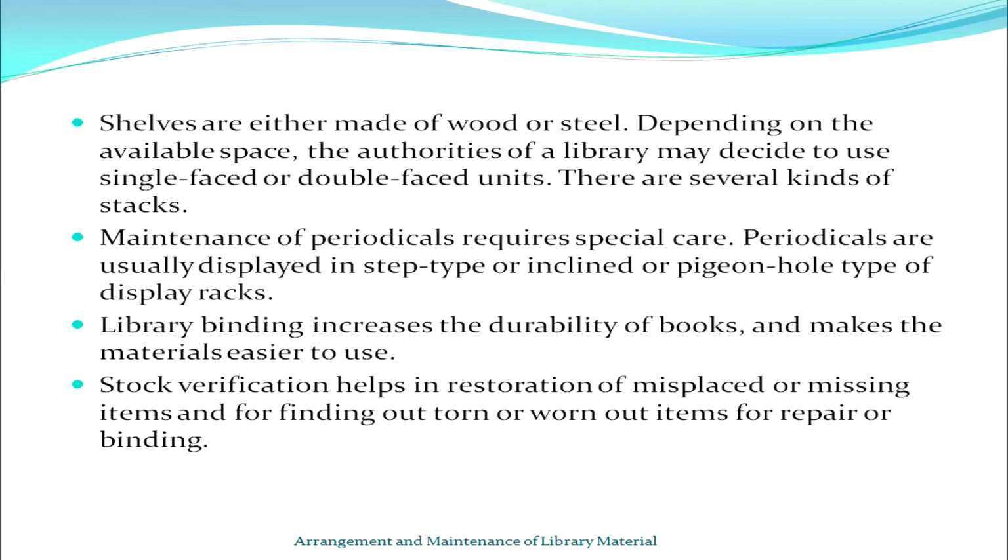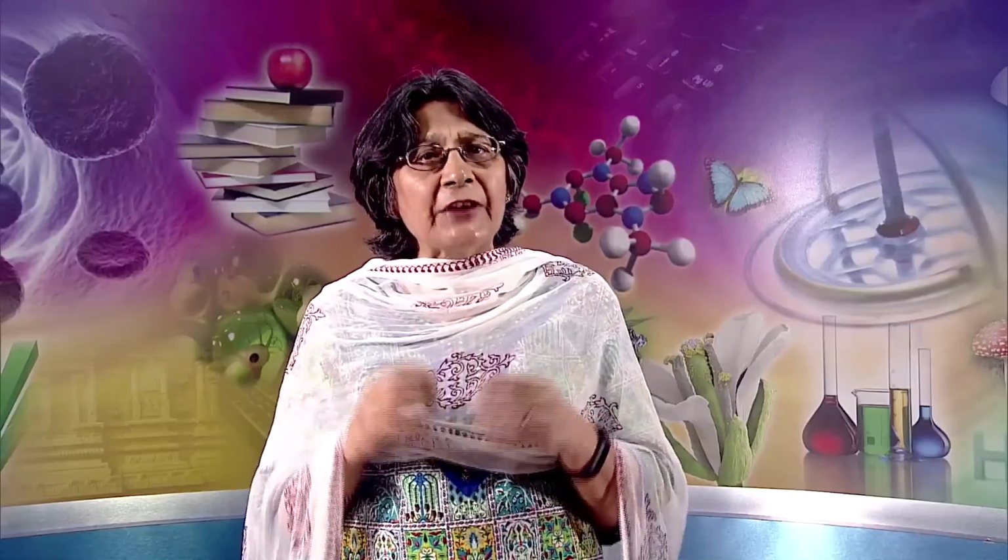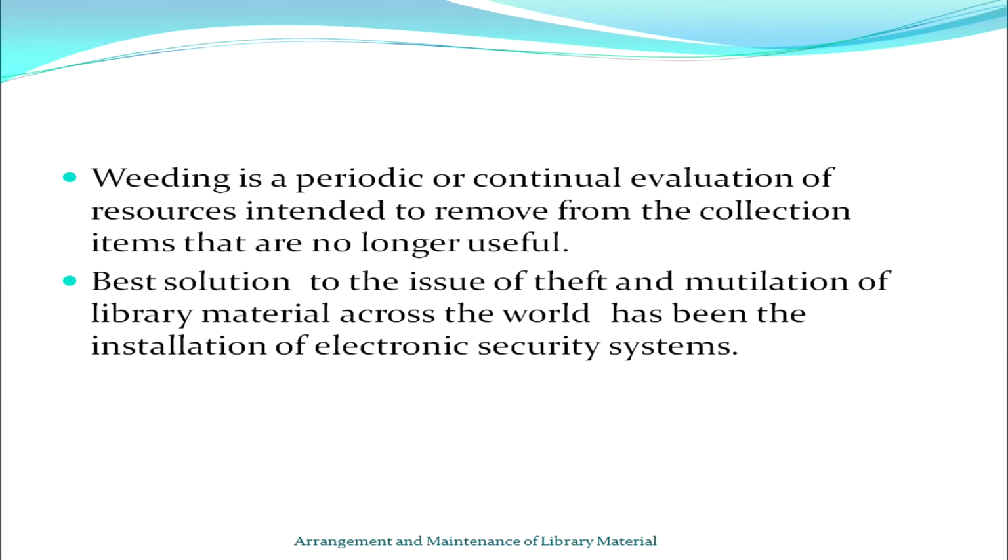We also learned that library binding increases the durability of books and makes the material easy to use. Besides this, binding of the periodicals ensures that all the issues of a volume are found in one place and together. Then stock verification is another aspect of maintenance which helps in restoration of misplaced or missing items and for finding out torn or worn out items for repair or binding. We also learned that weeding in a library is a periodical or continual evaluation of resources intended to remove from the collection items which are no longer useful.